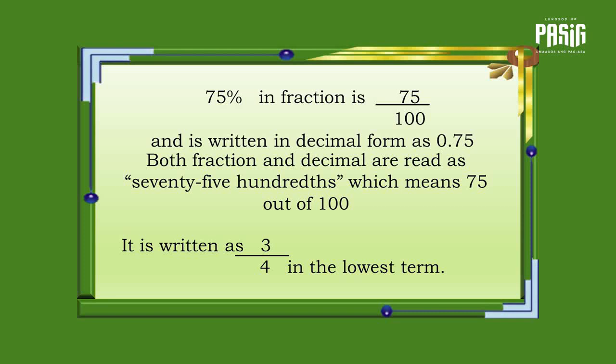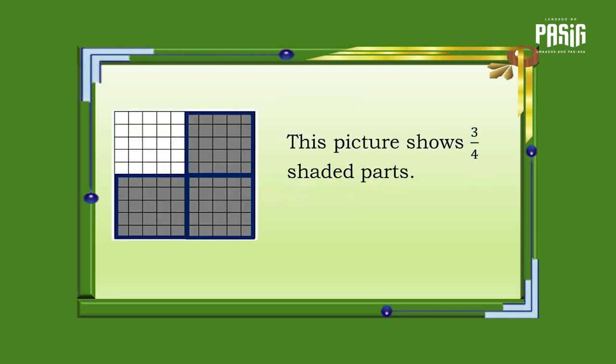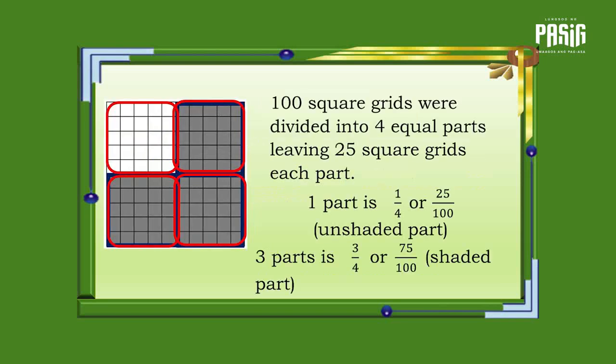It is written as 3/4 in the lowest term. This picture shows 3/4 shaded parts. The 100 square grid was divided into 4 equal parts, leaving 25 square grids in each part. One part is 1/4 or 25 hundredths, and that is the unshaded part, while 3 parts or 3/4 or 75 hundredths are the shaded parts.